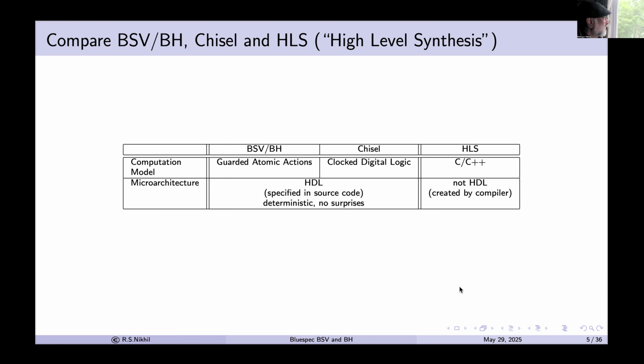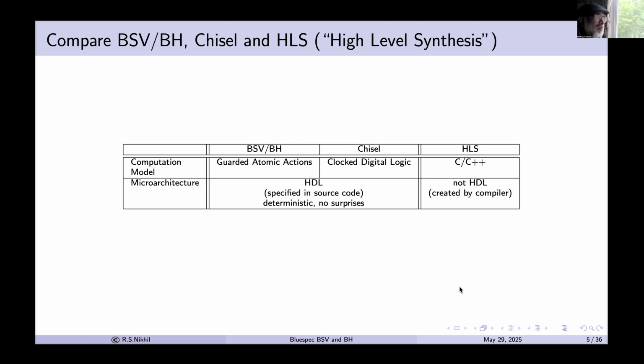Okay. Another quick little comparison. I'm sure you get asked this question: what's the difference between Chisel and HLS, etc.? And this is my take on these things, on at least two aspects. If you think of the computation model, what is the programmer thinking about? What's the mental model in your head about how circuits execute? In BSV and BH, it's guarded atomic actions. In Chisel, Verilog, SystemVerilog, it's clocked digital logic. In HLS, you're not thinking in terms of hardware at all. You're thinking in terms of C or C++ execution. A very different computation model in HLS.